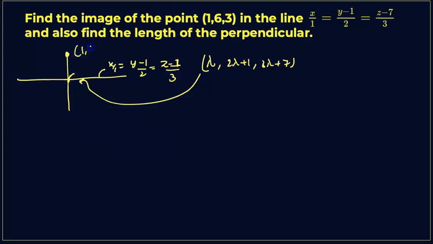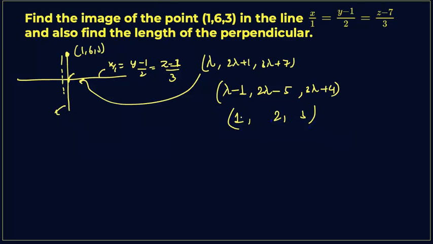Now there's a point given as (1, 6, 3). With these 2 points you can find the direction ratio of this line, which is lambda - 1, 2 lambda - 5 and 3 lambda + 4. And the direction ratio of the second line is 1, 2, 3. With these two you can find cos theta, and cos theta here is equal to cos 90, which is equal to 0.